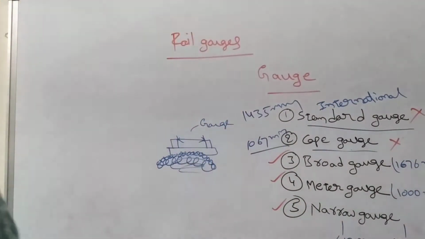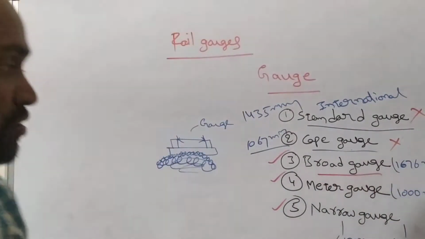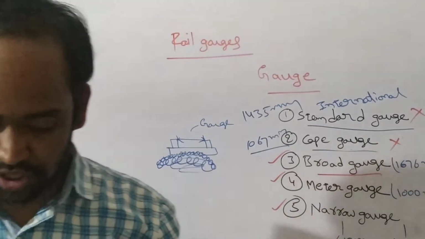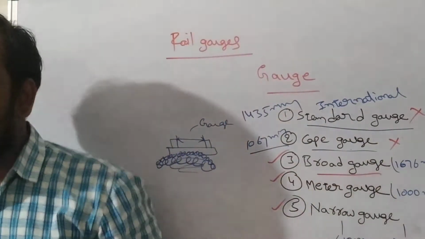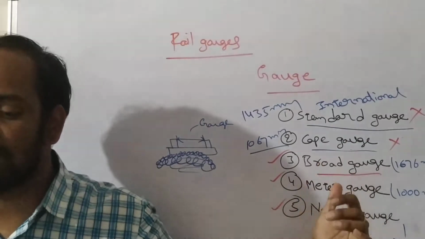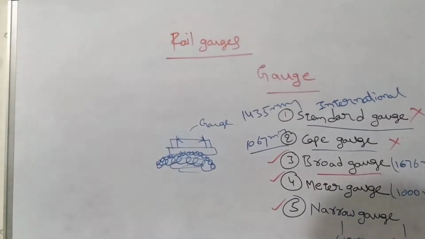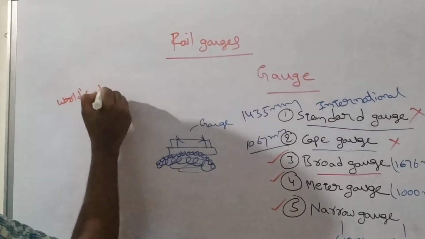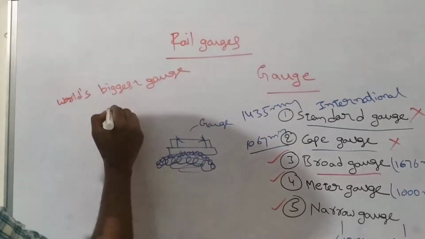Approximately 60% of Indian railway lines have been constructed using broad gauge. These are the different types of gauges available. 60% of the world's railways are using standard gauge and 60% of the Indian railways are using broad gauge. Broad gauge is also called the world's biggest gauge, or widest gauge.